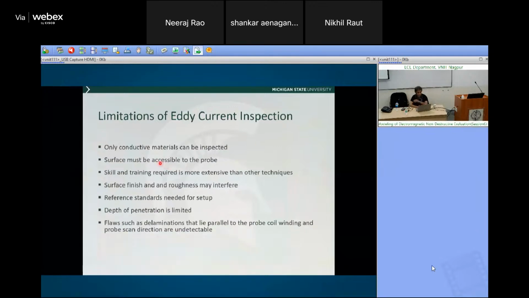So the limitations are that only conductive materials can be used, and only near surface. You can't go for very deep, very thick samples. I think one of the big disadvantages is, can you just look at the signal and interpret? When an operator is just scanning and producing the signal, it's difficult to interpret those signals. And sometimes the surface finish, where there's a lot of roughness, will also produce background noise.